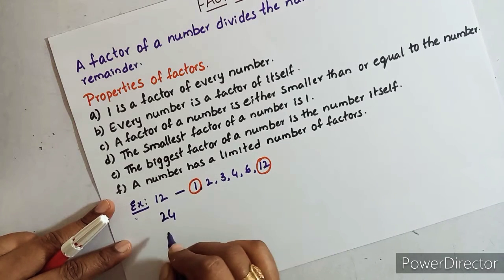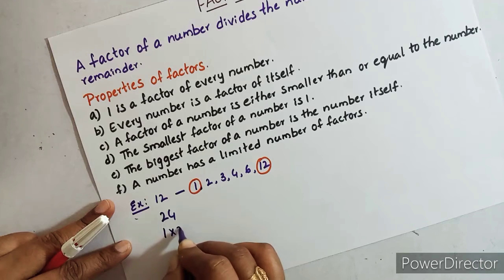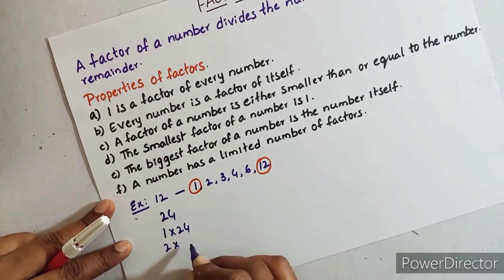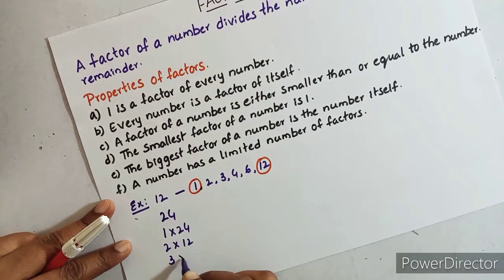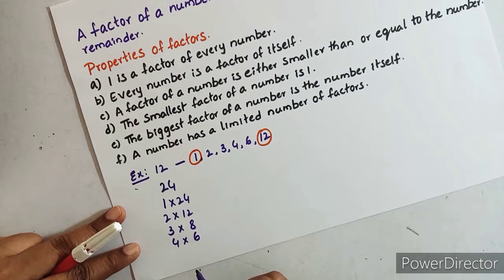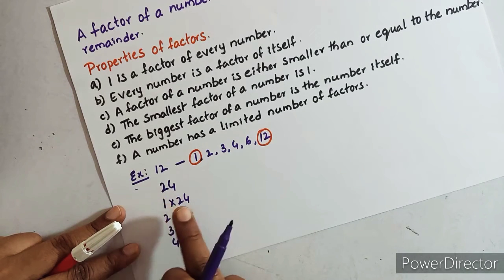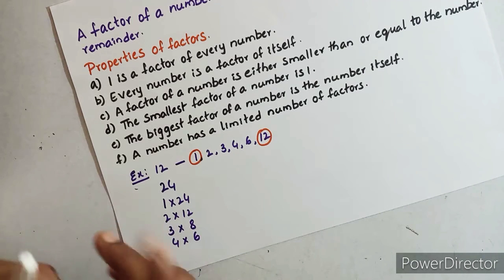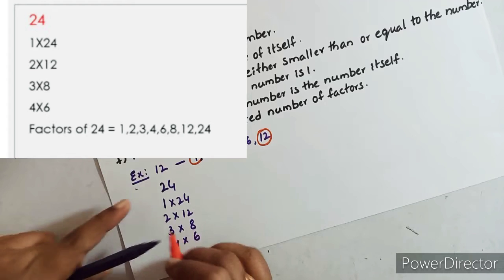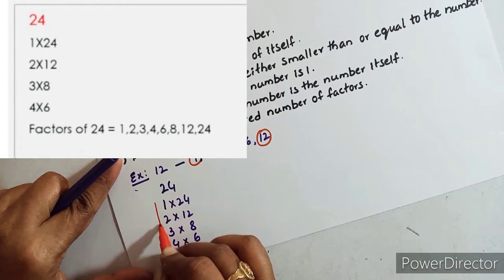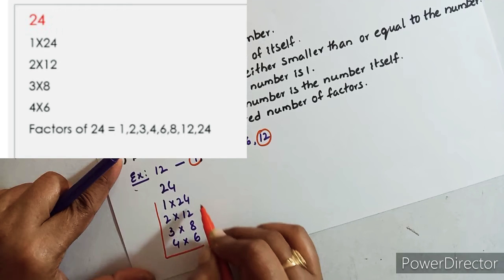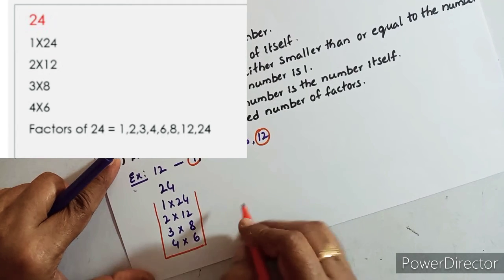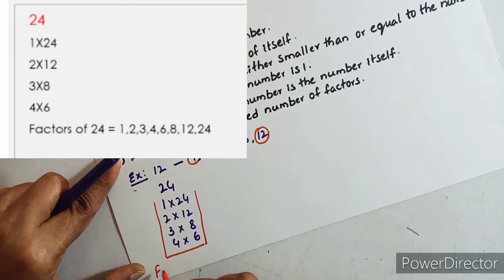24 can be written as 1 into 24, 2 into 12, 3 into 8, 4 into 6. That's all. So 24 can be written as these products, and all these numbers are called the factors of 24. So you can take an easy method. You can go in this U shape and write the factors of 24. So come on, tell me, what are the factors of 24?